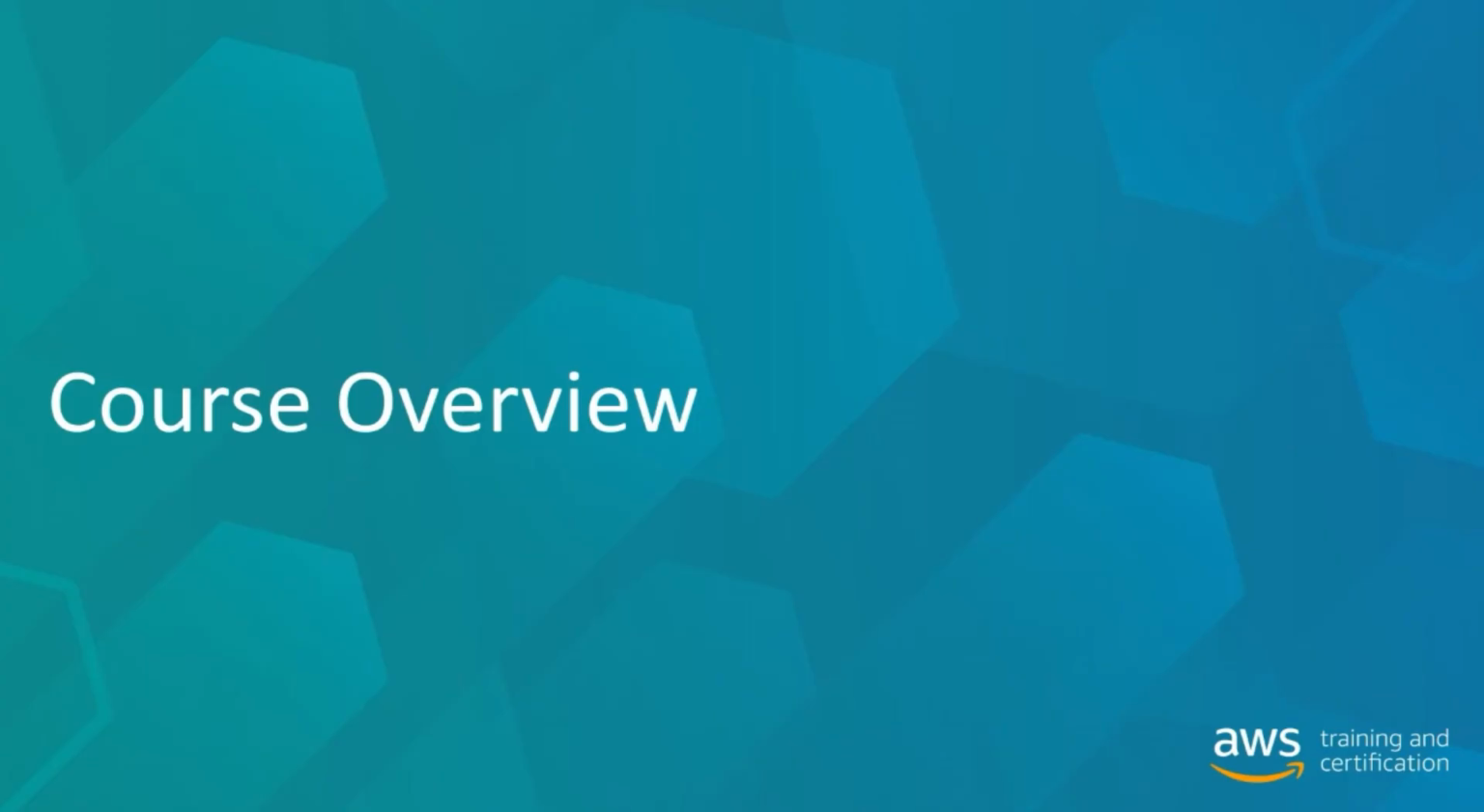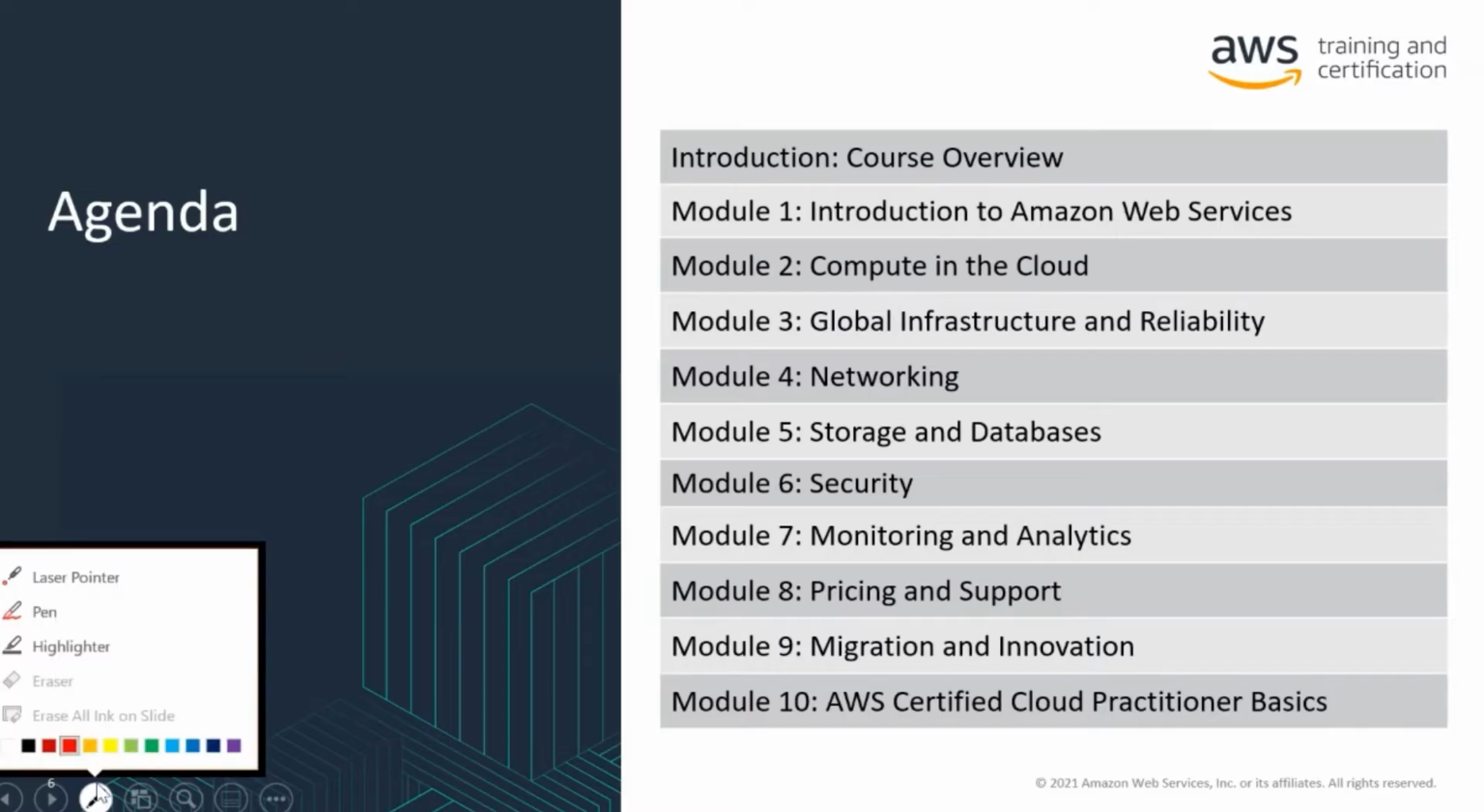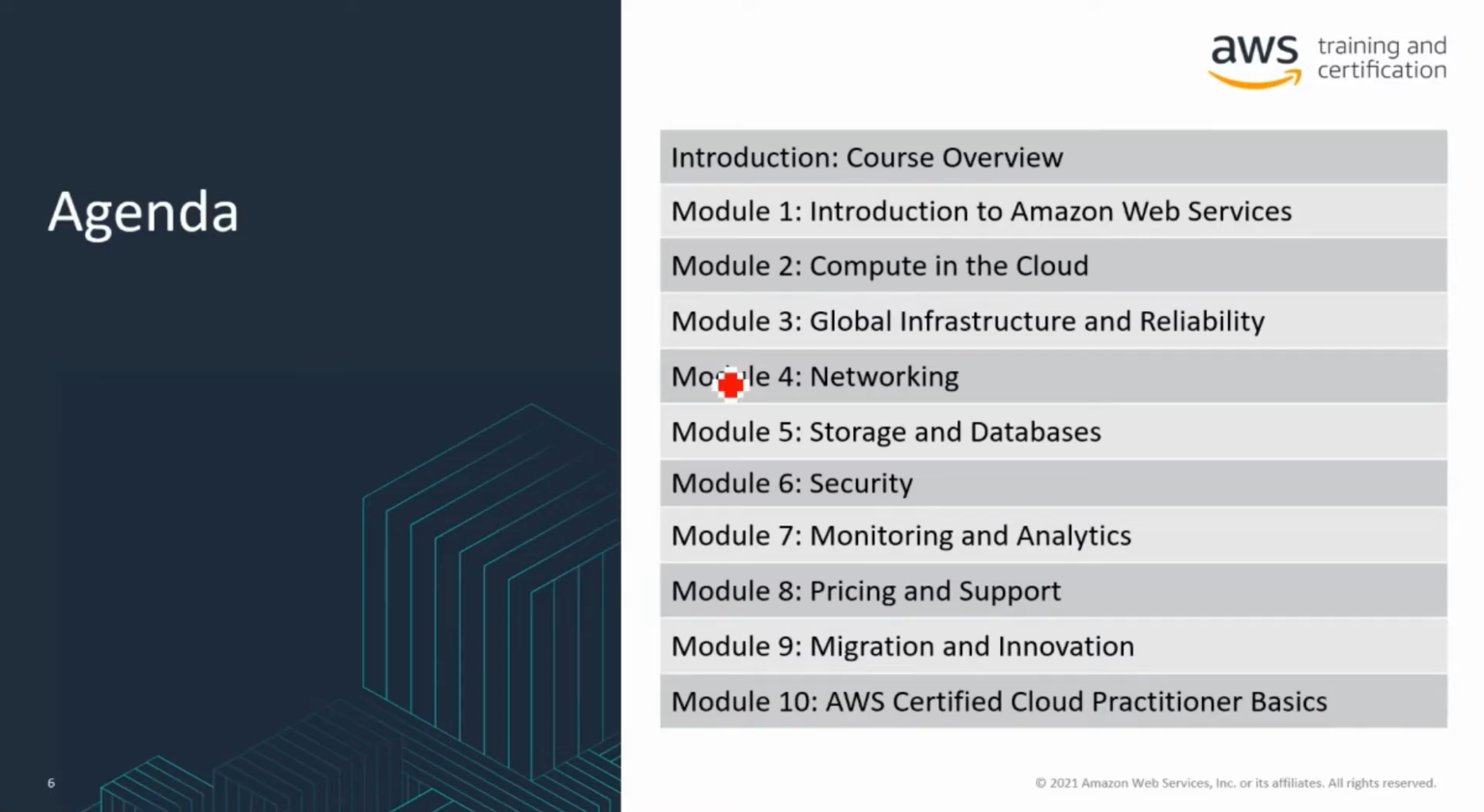We do a course overview, then we will start with our course details. So here in this entire training, we have 10 modules to finish up. These 10 modules consist of the overview of the services. The first module is the introduction to Amazon Web Services.